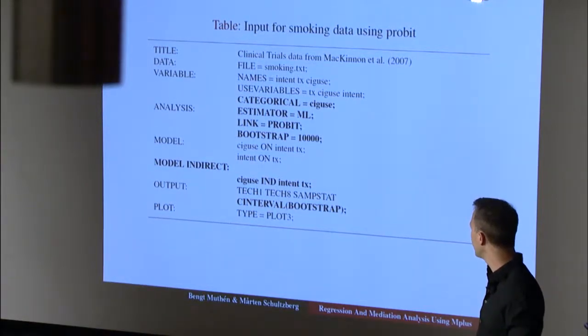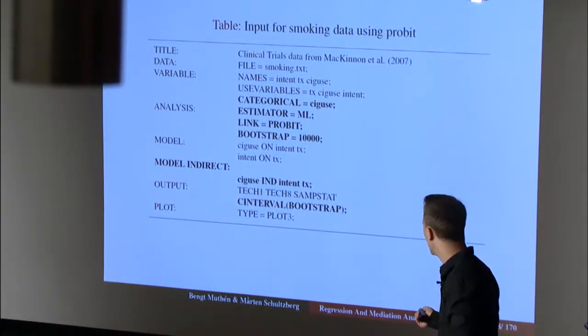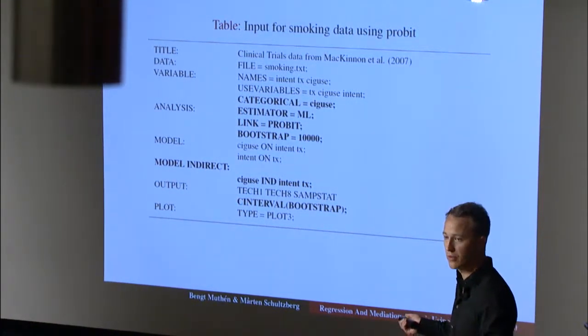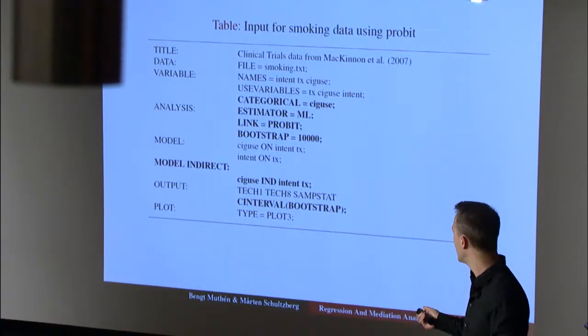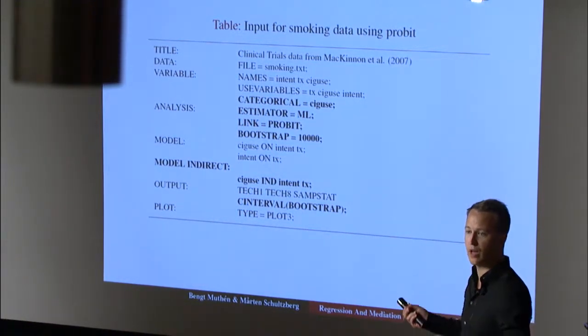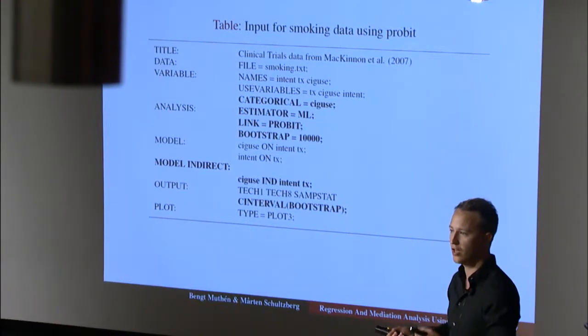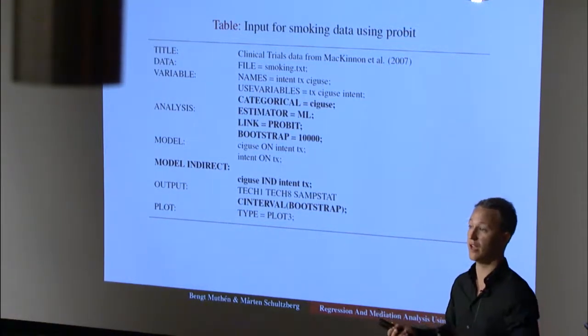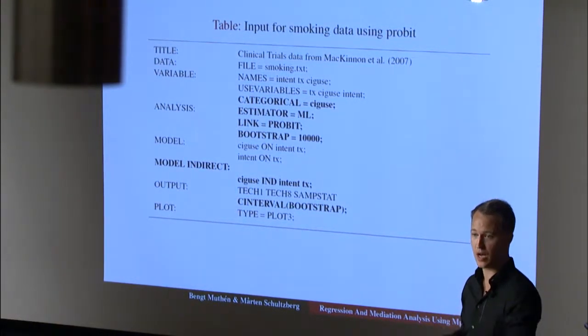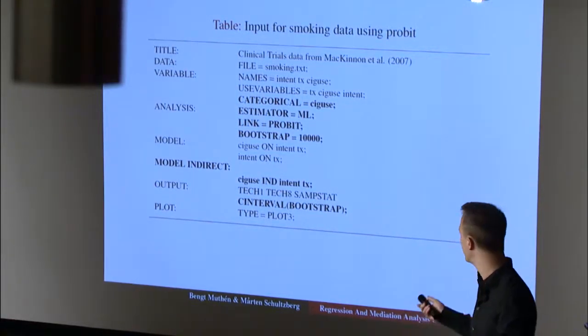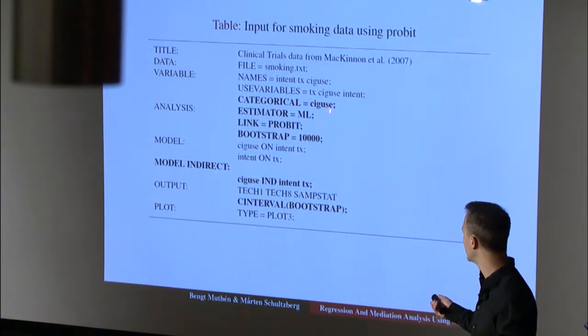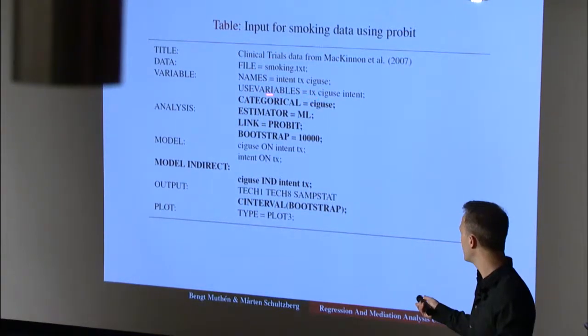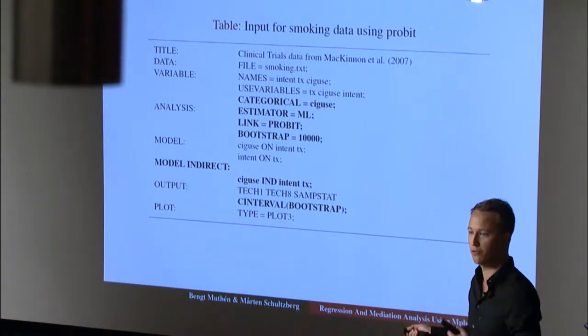Okay, so let's see how we can set this up then. Well, it's very similar to the mediation models we looked at before. But as I said, if we have an outcome variable, a dependent variable that is not normal and continuous, we have to specify what it is. And in this case, the outcome variable sig use is a binary variable. So we have to say categorical equals sig use. And that's pretty much it. The rest is exactly like we did before.